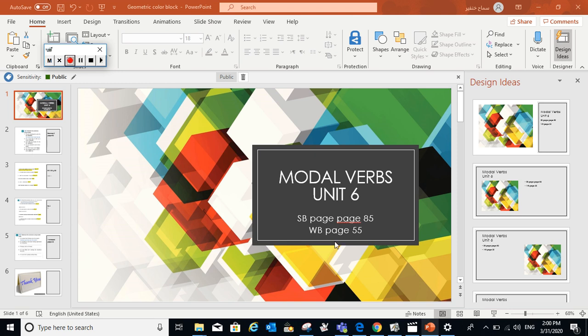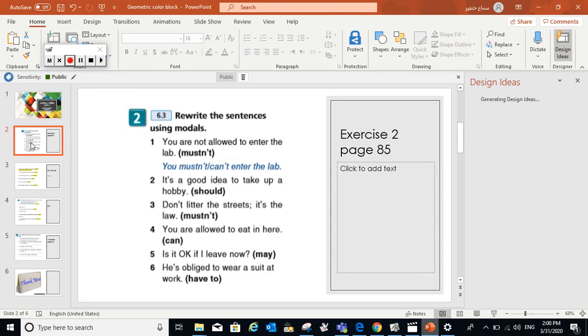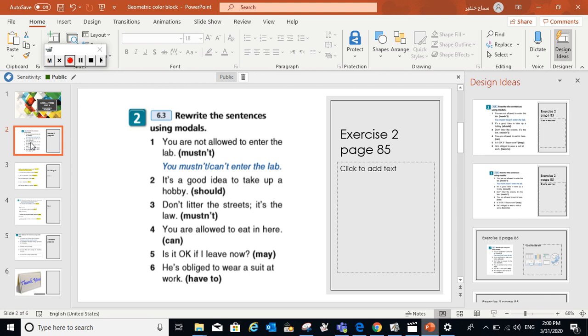The first thing, we are going to start with the student book exercise number 2, page 85. The instruction is to rewrite the sentence using modals, and of course this is a common exercise in the exams for grade 12. We have this almost every year, so you are provided with the verb between brackets and you have to rewrite the original sentence using these verbs.